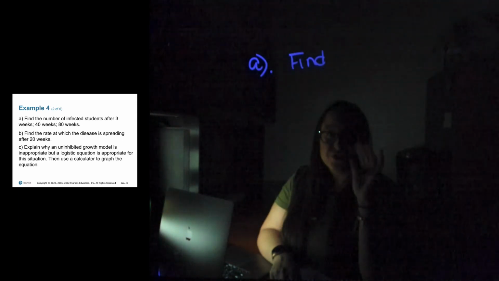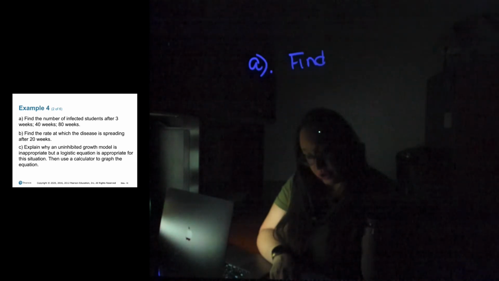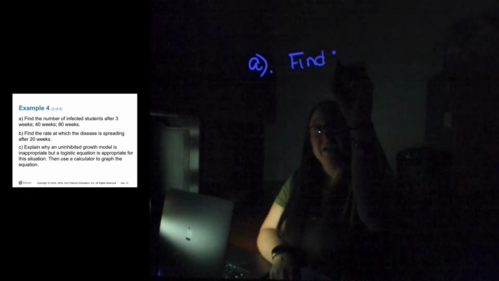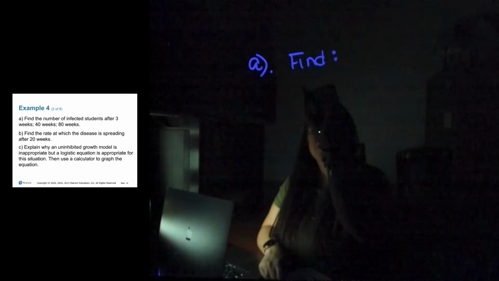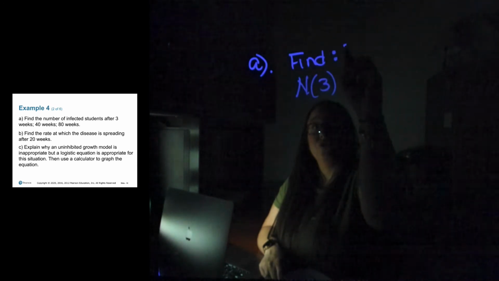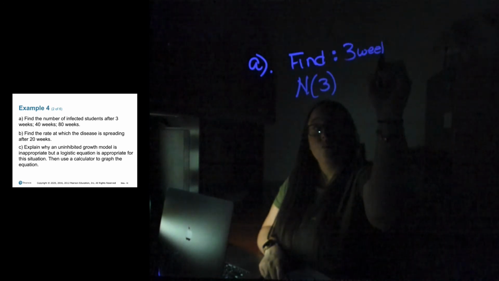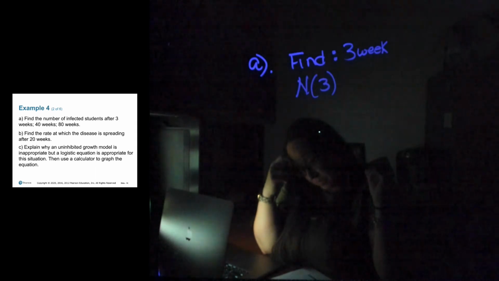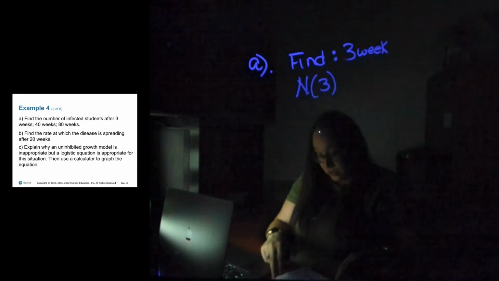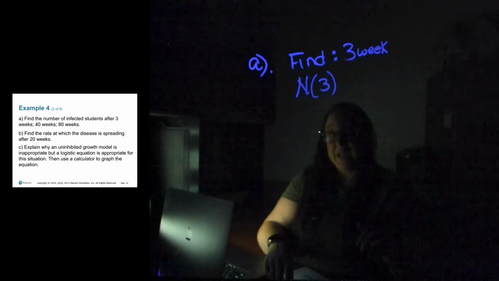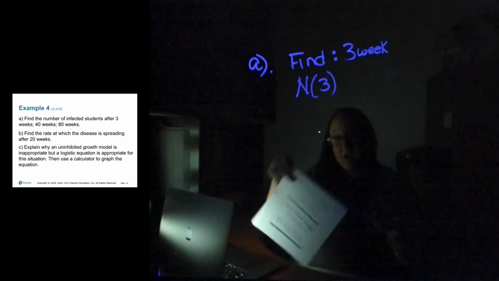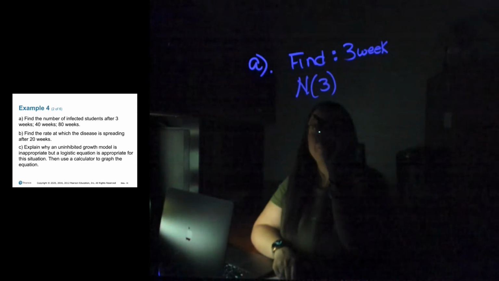It's only a matter of substitution, taking those numbers and substituting them into the problem. So what we're going to do is find N of 3. That is for 3 weeks. We want to know the number of infected after 3 weeks. So literally, all that's going to take is you taking that 3, and I do not have my equation here. Let me find it.